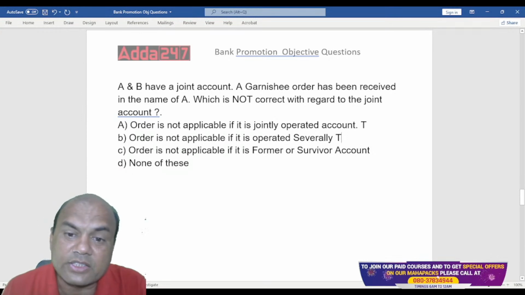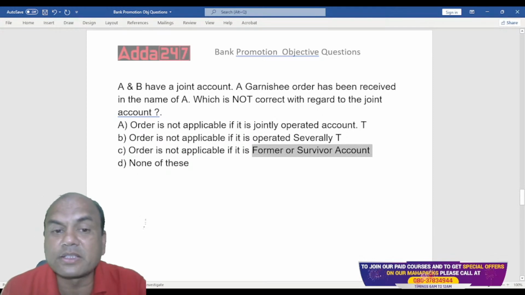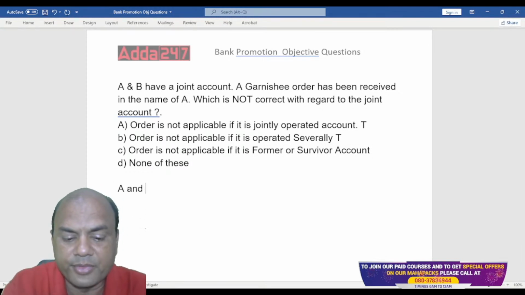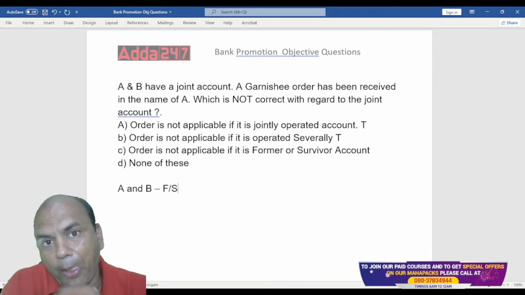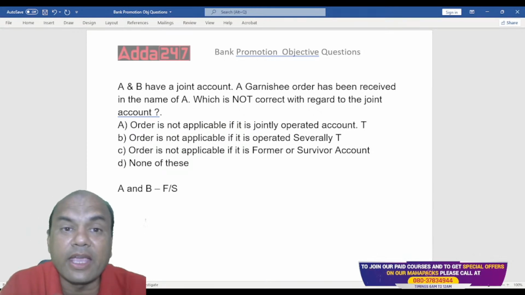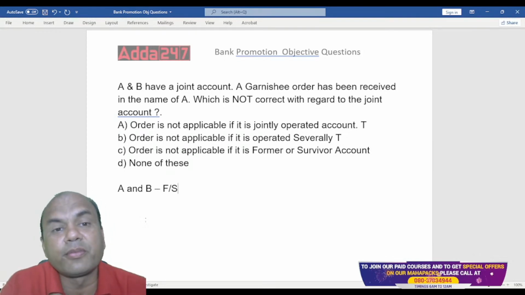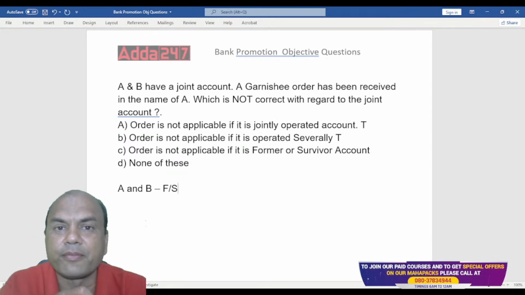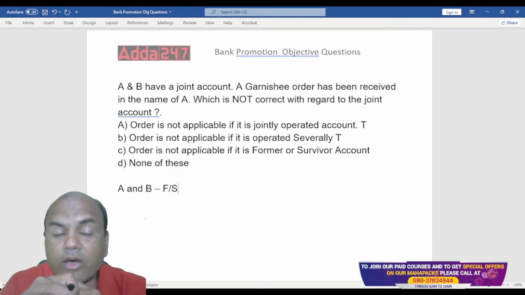This is the crux of the problem. Former or survivor means what? Former or survivor means that if there is a joint account between A and B, F or S, in that case the account is of Mr. A up to the time Mr. A is surviving, living. If Mr. A expires, then the account becomes of that second person, B. So up to that time, it is only of Mr. A.